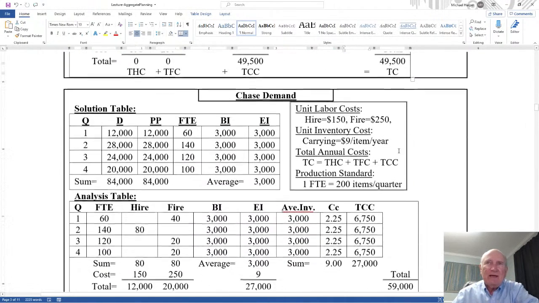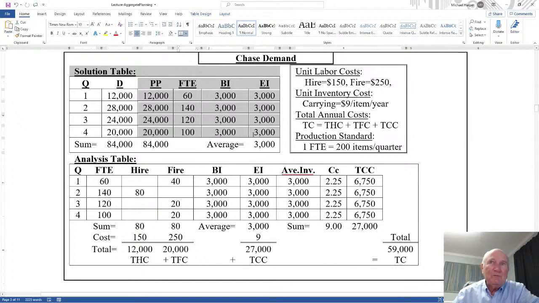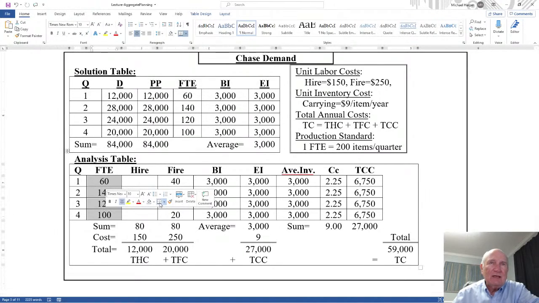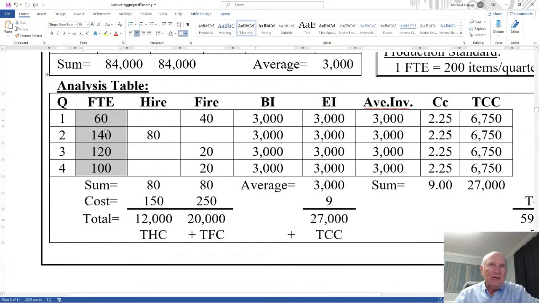Let's go to chase demand. This is a little bit different. So now when I bring down my FTEs, and again, here's my solution table. Then I go to my analysis table down here. When I bring my FTEs down here, now notice that my FTEs do change. Let's make this larger. They do change.